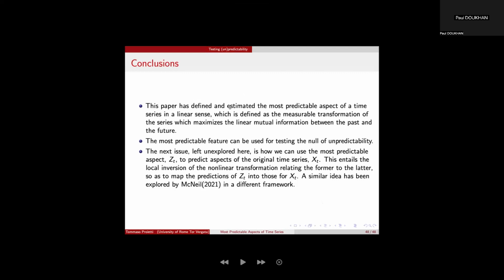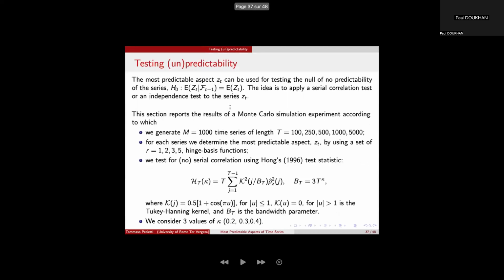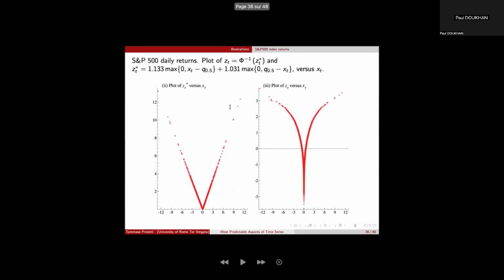So one idea I would like to conclude with is the following. The transformation is not one-to-one, but can I predict features of my process? Let's go back to the Standard and Poor's example. Suppose that I came up with the most predictable aspect of this time series. I could fit an ARMA model, which is nice, linear, and amenable to fitting by some classical model, and then I could predict some density forecast for the future. Then it would be nice to invert it and go back.